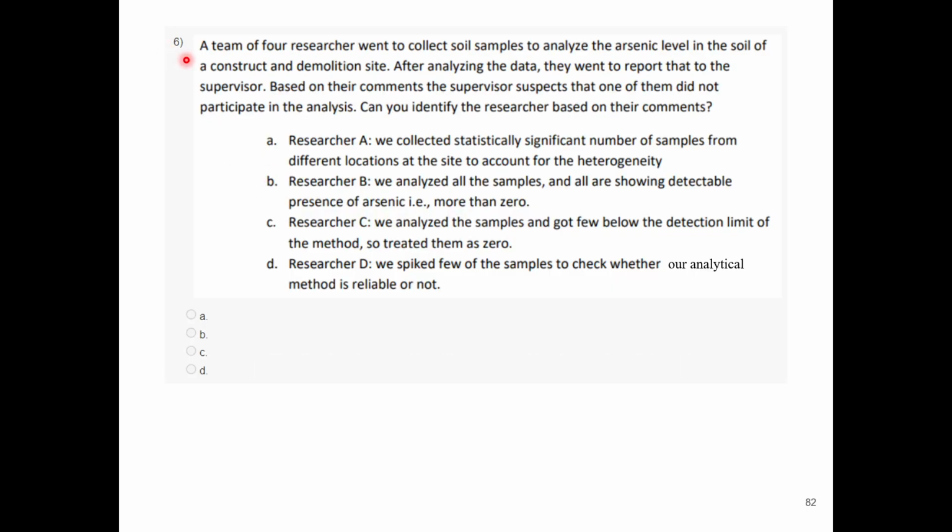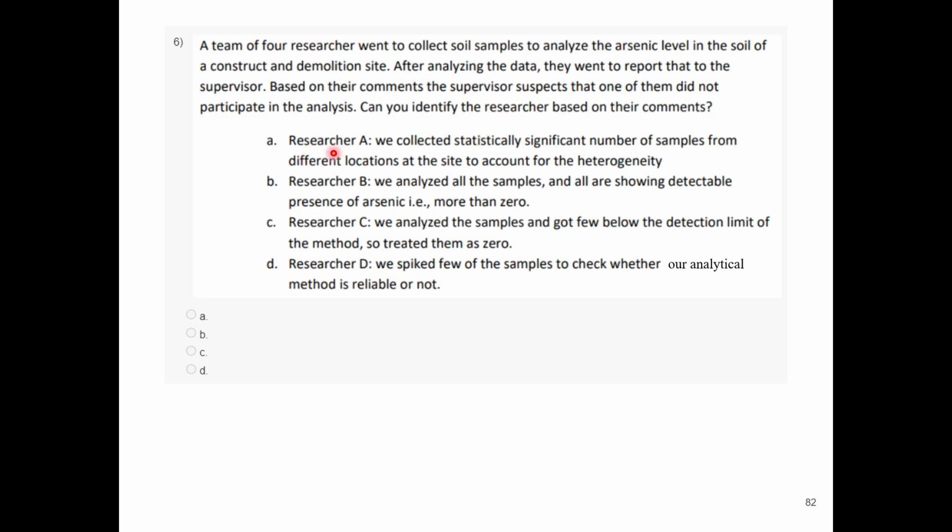Sixth question: a team of 4 researchers went to collect soil samples to analyze the arsenic level in the soil of a construction and demolition site. After analyzing the data, they went to report that to the supervisor. Based on their comments, the supervisor suspected that one of them did not participate in the analysis. Can you identify the researcher based on their comments?